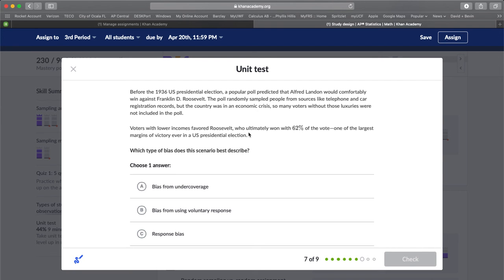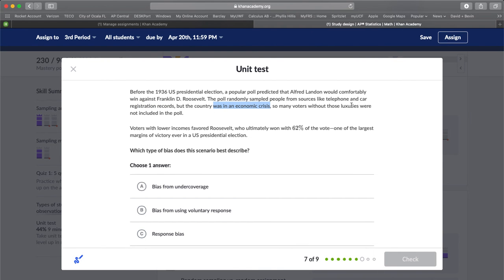Okay, so the idea is that with initial polling, they thought Alfred Landon, who clearly was not the president, because you might know the name Roosevelt, would win. And the idea is they only polled people from telephone and car registration records. If you look at this date here, this is kind of right after the Great Depression. I know this takes some foresight, but in general, you should think that for that time, if you had a phone or a car, you were probably in the upper middle class or the upper class. So they kind of allude to that here.